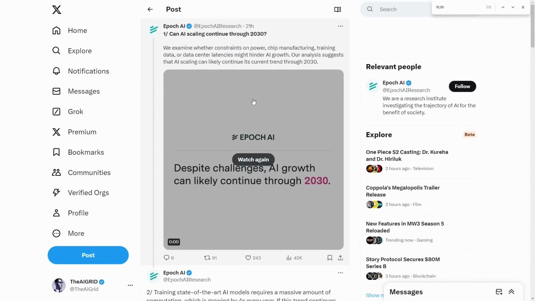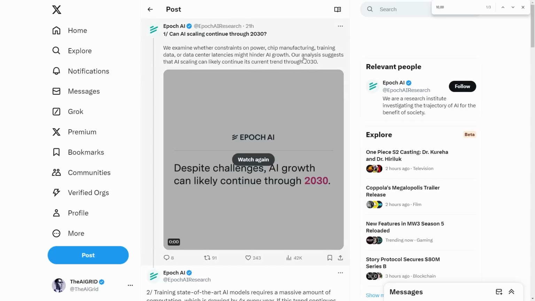So Epoch AI, and this is arguably one of the biggest stories this week, 21 hours ago, they examined whether the constraints on power, on chip manufacturing, and on training data or data center latencies might hinder AI growth. The reason this is important to discuss is because many people are wondering, is AI going to taper off in the later years? Are we on a curve where AI growth looks something like this rather than something like this? Basically, their analysis suggests that AI scaling can continue its current trend through to 2030.